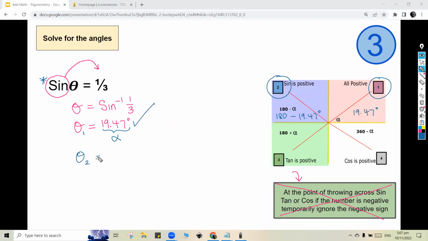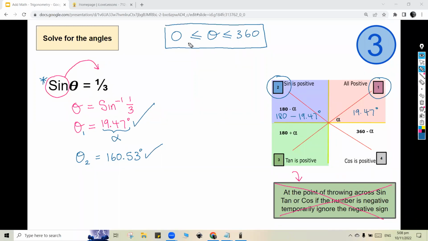Get the second answer, please. 180 minus 19.47. And I am getting 160.53 degrees. That's our two answers. Right? Now, usually in the exam, the examiner will give you a range of answers. This is how he might phrase it. This means the examiner is only accepting answers between 0 and 360 degrees.